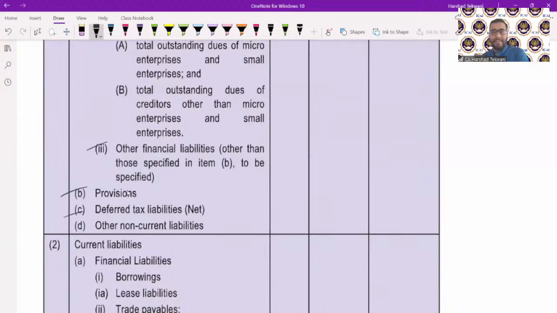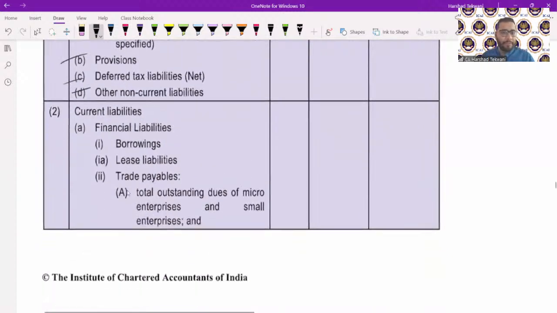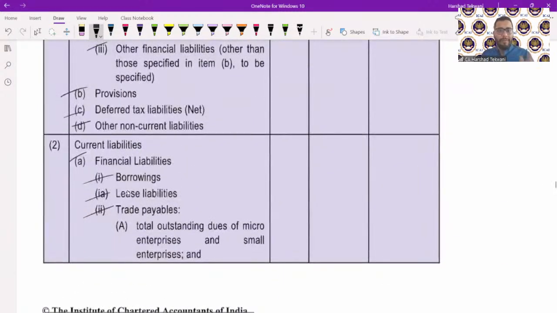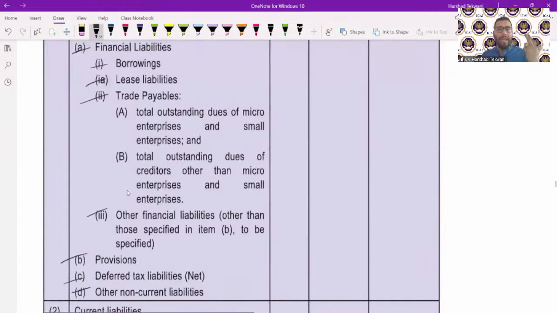Again, if it is a deferred tax net liability, then you will show it under the head of liability, otherwise asset. Other non-current liabilities. In the case of current, it will be financial first, which includes your borrowing, lease liability, trade payables, other financial liabilities, and then current liabilities, provisions, and current tax liabilities. Clear? So financial, which includes your borrowing, lease, trade payable, and other financial liabilities.